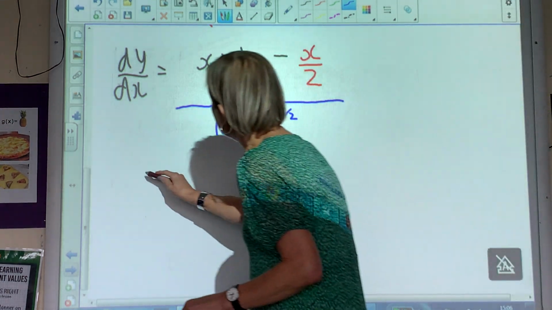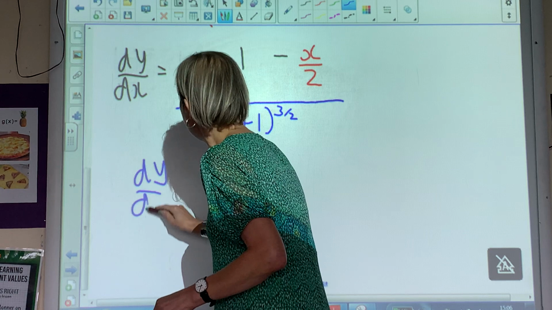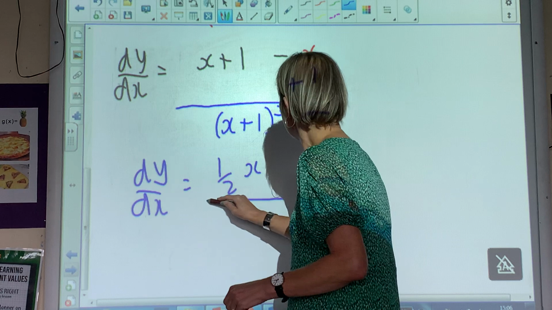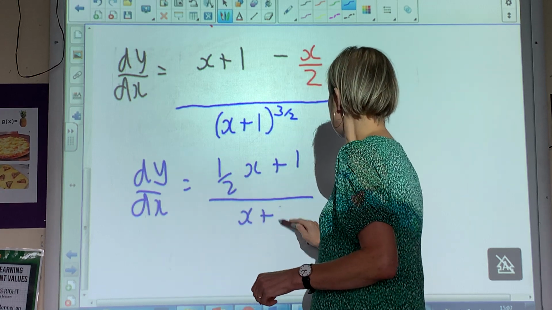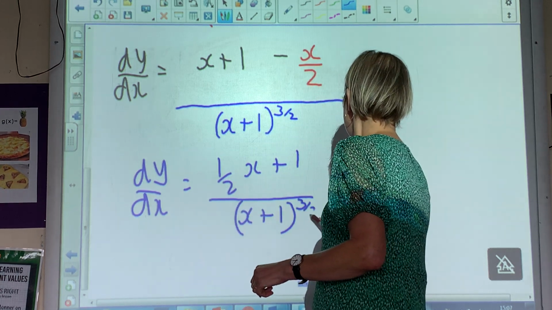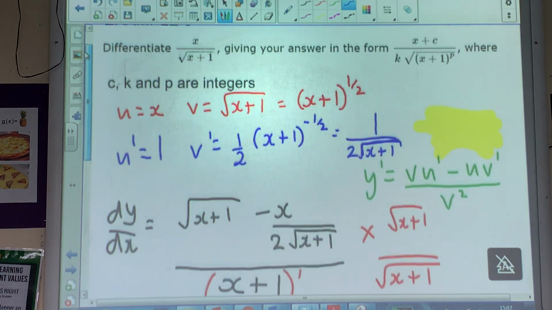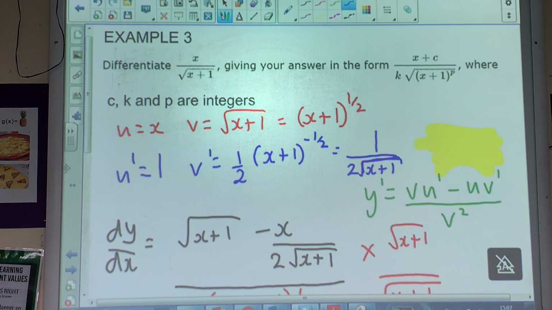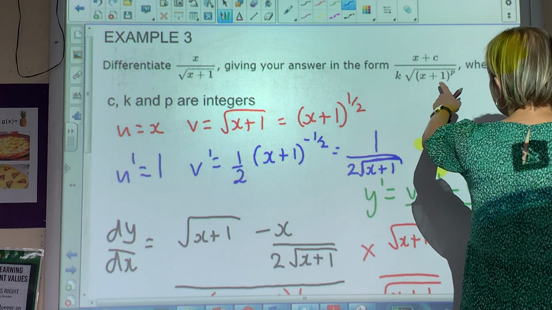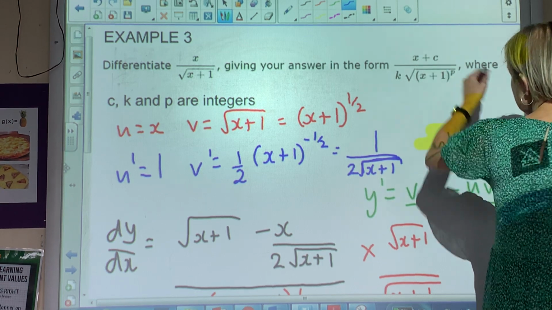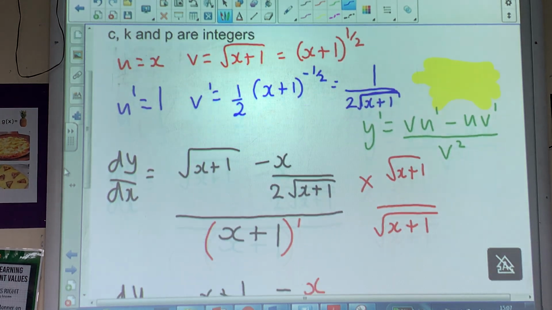So I've now got 1x take away a half x, which is a half x plus 1 all over x plus 1 to the 3 over 2. Now it's so long since I started the question, I've forgotten what they'd asked me for this in. Okay, so they don't want it looking like that. They want this written back with a square root and a power there, and they want that to be an x with no number in front.